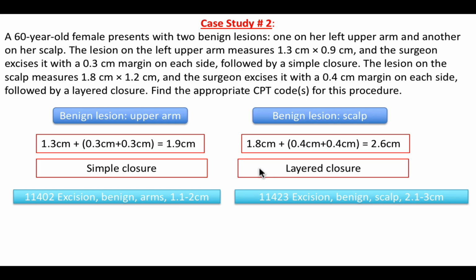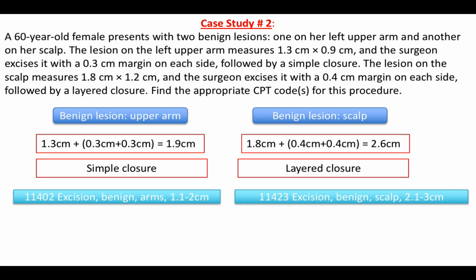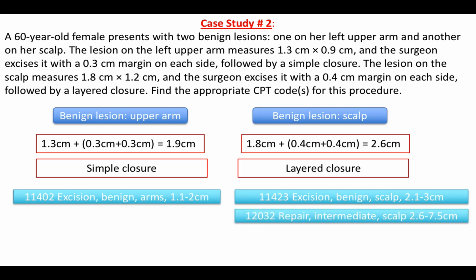Now you know that the layer closure is not included in the lesion excision code, so you need to code it separately. If you already watched my video on how to code wound repair, you should know that a layer closure is the same as an intermediate repair. So if you look under repair of intermediate wounds for the scalp, you will find that 12032 is the correct code to use for the size of 2.6 to 7.5 cm.